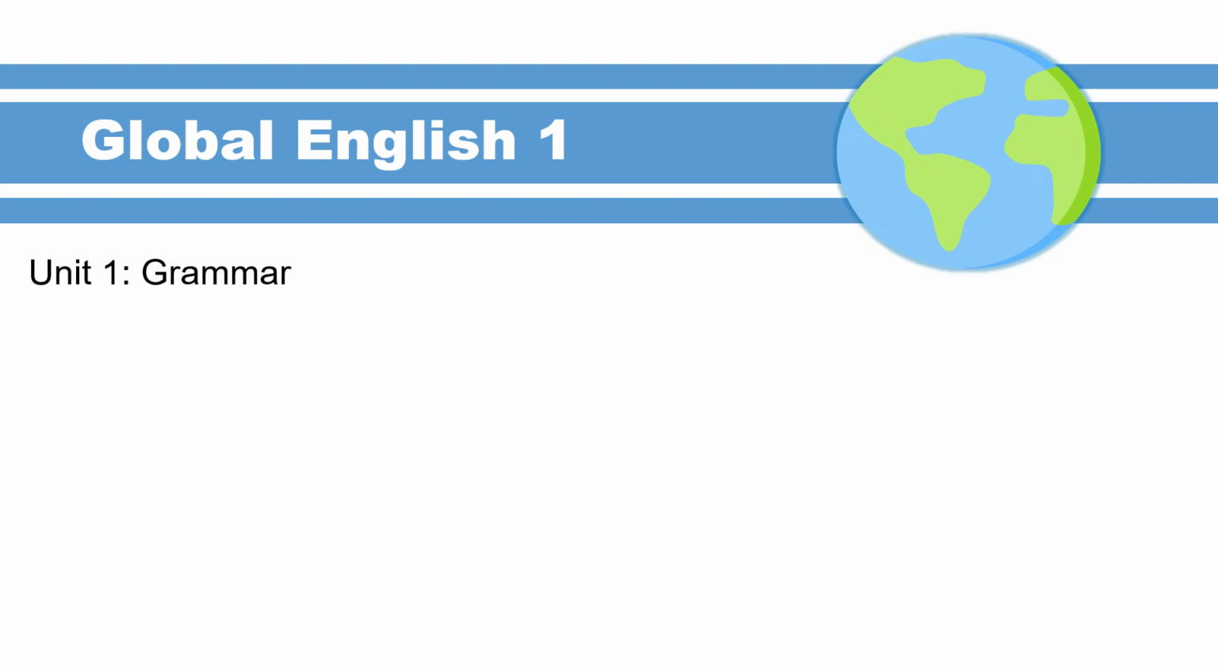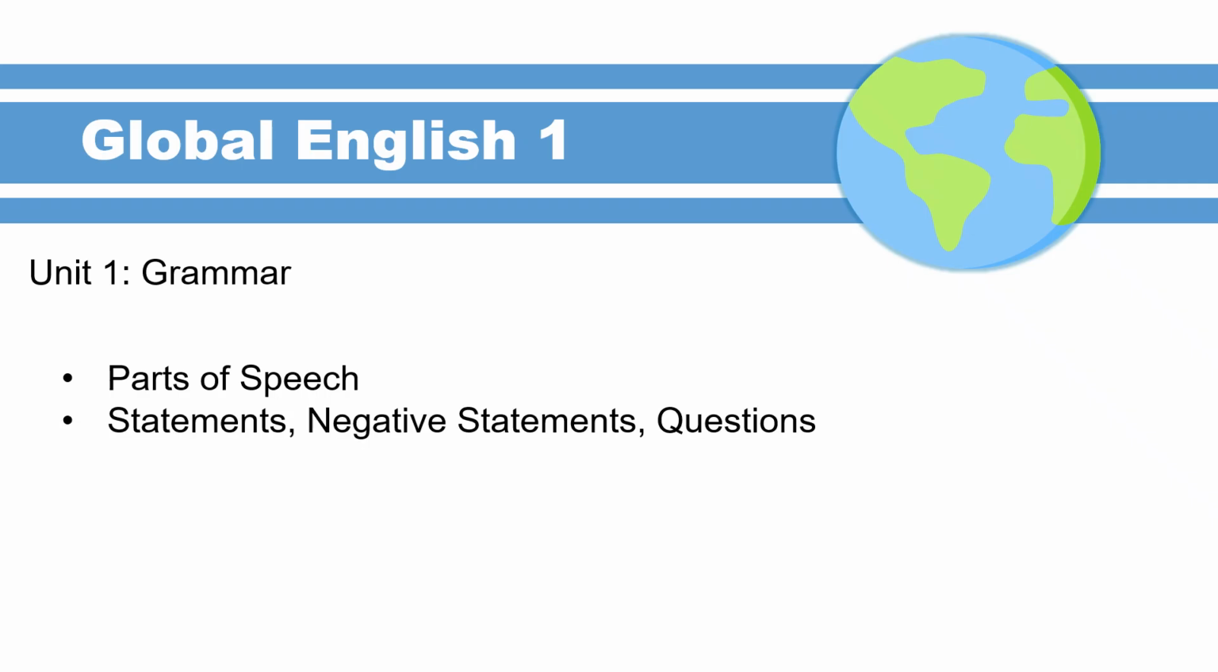This presentation is going to explain some of the grammar from Unit 1. We'll talk about the basic parts of speech in English, how to make statements, negative statements, and questions. And we'll talk a little bit about present simple tense. Please use this video with your textbook. Your textbook has lots of examples.